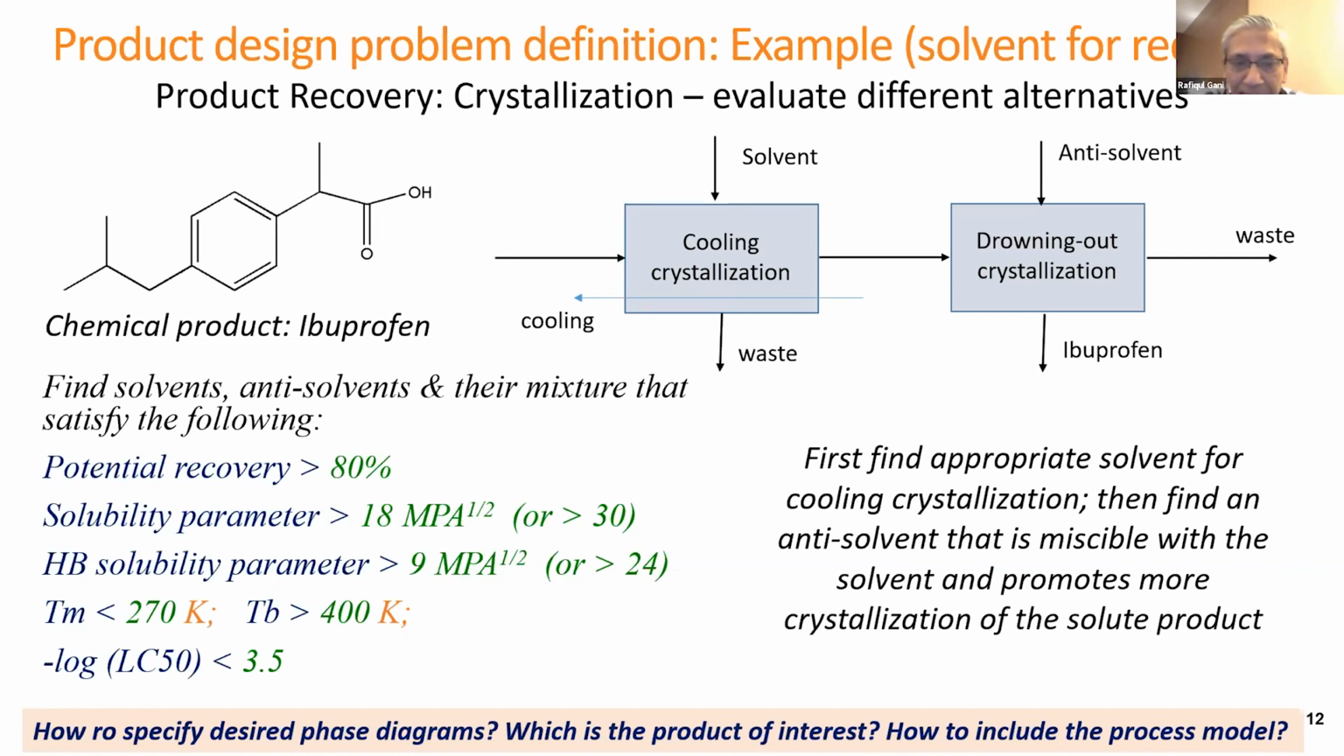totally miscible. So how to specify the desired phase diagram here, which is the product of interest? How to include the process model, because we need a crystallization model here? How to include all of these is a challenge. And we have the opportunity for process systems engineering.